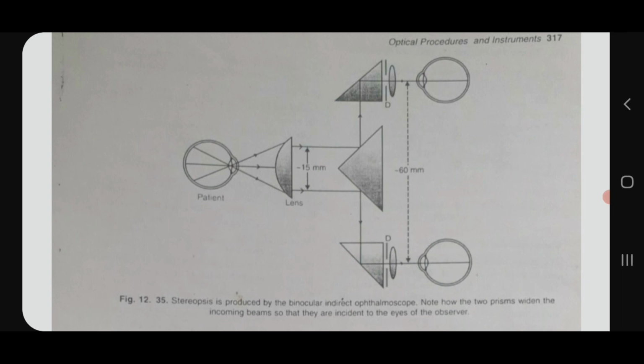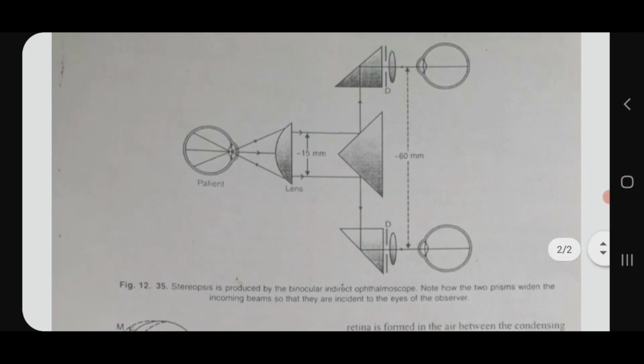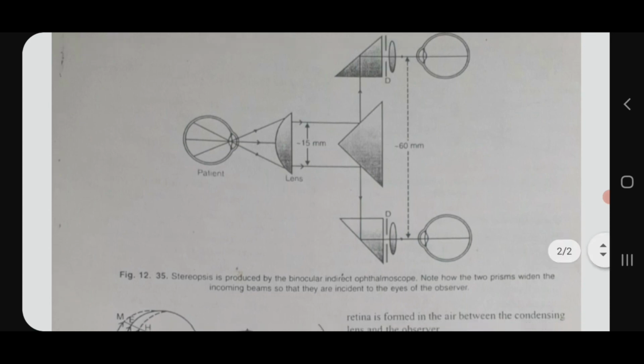And see here, your IPD is 60 mm, the interpupillary distance you are having. With the help of a prism, you can see it is narrowed to 15 mm, right? It is falling on the lens and giving a widened image of the patient's fundus formed on my retina. Now if I can merge these two images, I will definitely get stereopsis and perfect viewing is obtained.